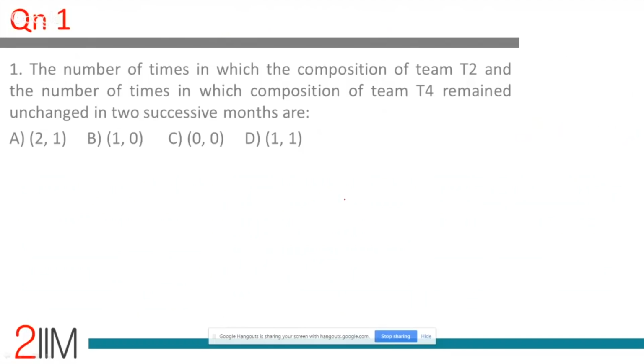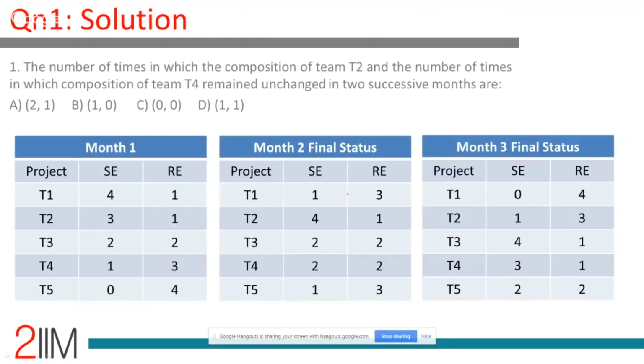So the question: the number of times in which the composition of team T2 and the number of times in which the composition of team T4 remain unchanged in successive months. So we need to look at T2, month 1 to month 2, month 2 to month 3, month 3 to month 4, month 4 to month 5, and T4 like that. Let's look at this. Month 1, month 2. Month 1, this is 3-1, 4-1, let's change. T4, 1-3, 2-2, let's change.